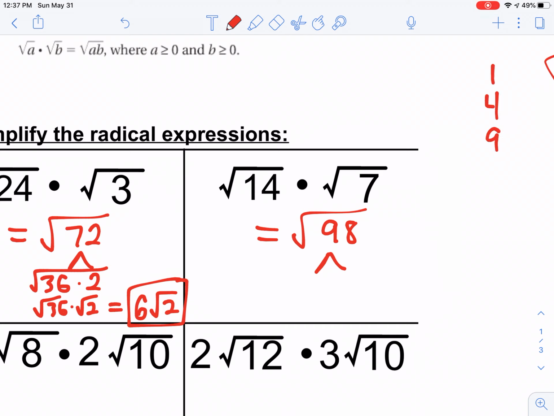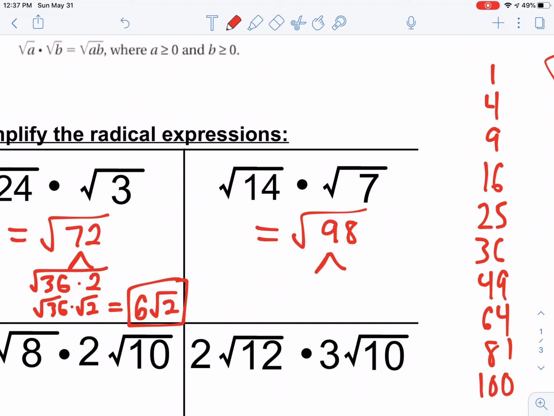So on the side, I usually just write out my perfect square list. And then I usually go up to 100. So what number in that list goes into 98? Well, you might have to check your calculator on this, but the number is 49. 49 goes into 98. 49 times 2 is 98.